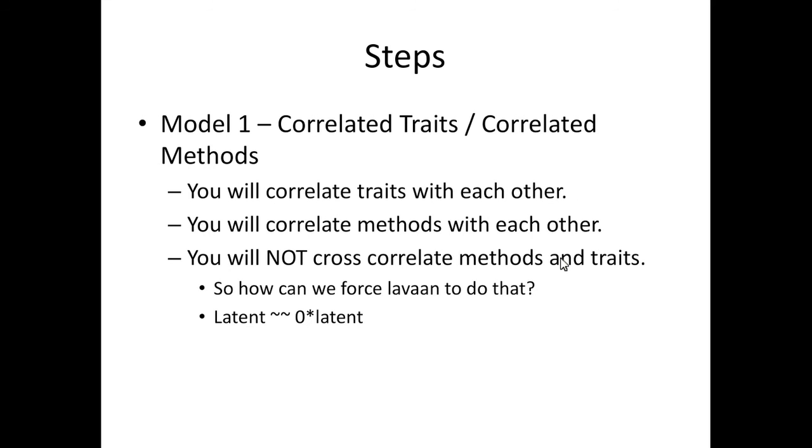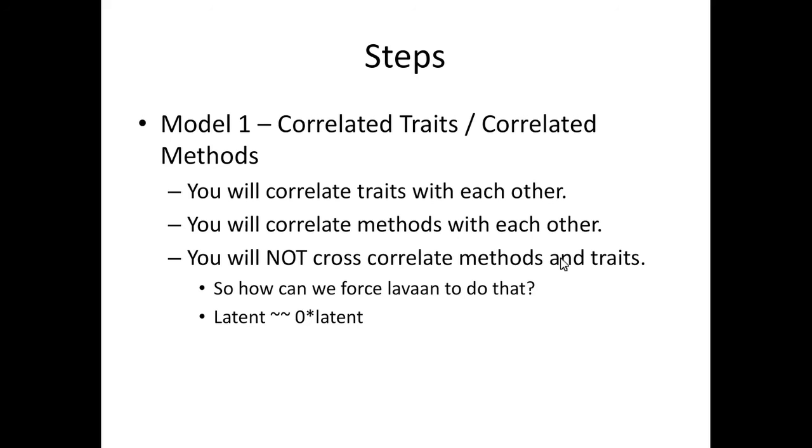So the first model we're going to program, there's going to be 4 in the Widaman rules, is called correlated traits, correlated methods. So you're going to correlate the traits on one side of the model, correlate the methods on the other side of the model, but do not cross-correlate methods and traits. Just a quick Widaman note, you will have to turn off those cross-correlations.